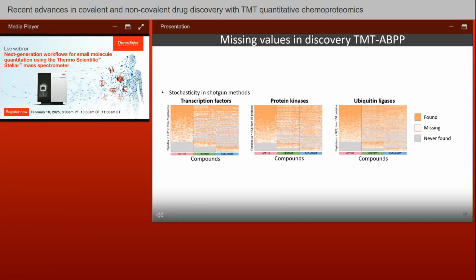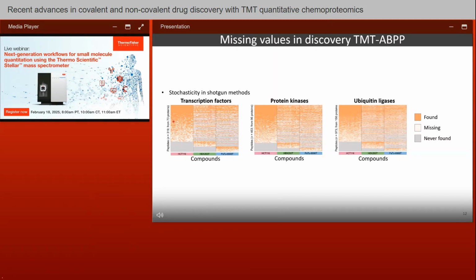The first challenge I would say is missing values in this kind of discovery global TMT ABPP screening. These are three categories of highly valuable drug target proteins: transcription factors, protein kinases, and ubiquitin ligases. They tend to exist in lower abundance than other proteins like cytoskeleton or histones. And when you perform a drug screening, because of the stochasticity in the shotgun method, you always have these missing values.